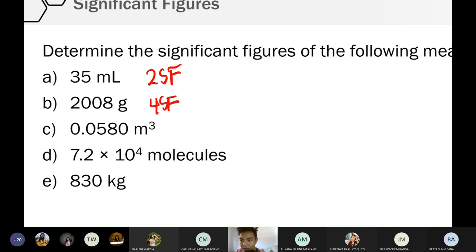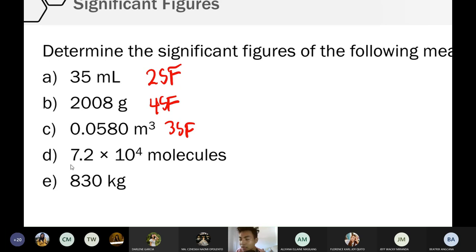Okay, so for letter C, let's have Maria Cheska. Three significant figures po. Okay, so thank you, Maria Cheska. So this is three. Kompleto talaga yung pangalan. So this is three sig figs because the two zeros here are considered leading zeros and they are not significant. However, this trailing zero is considered significant because of the presence of the decimal point. So these are the three sig figs.